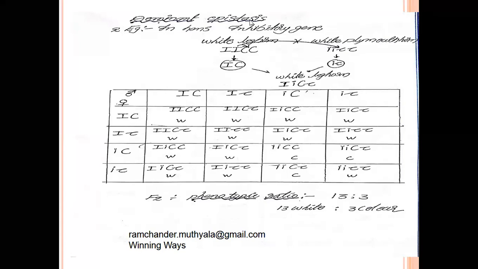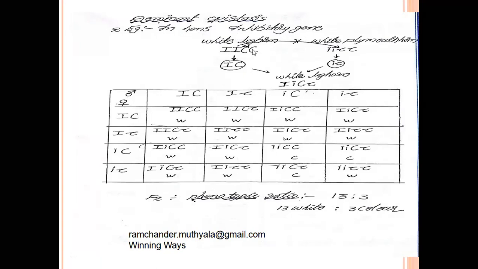Dominant epistasis with another example. The second example is hens containing white-colored hairs or leg hairs. These hairs are expressed by inhibitory genes. So, dominant epistasis with another example: in hens with inhibitory genes.